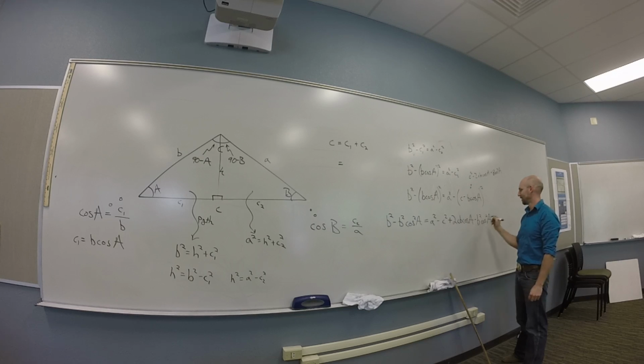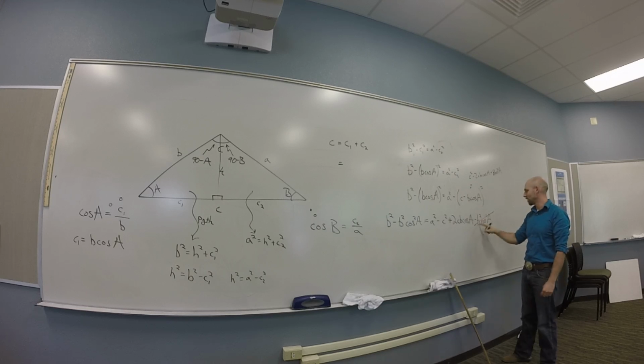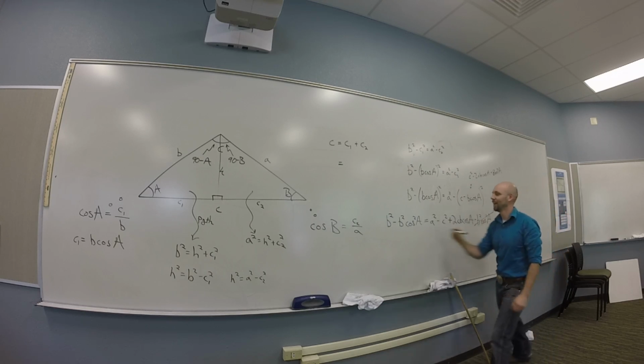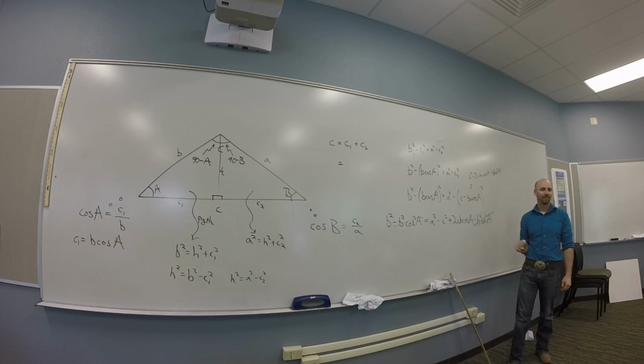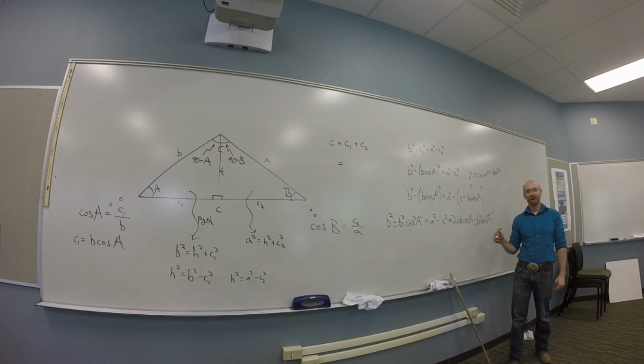Oh! You guys see what I'm saying? Because there's a B squared cosine squared A over here, and there's a B squared cosine squared A over there, and they have the same sign, so I can cross them. That's me adding B squared cosine squared A to both sides. And I'm psyched because the law of cosines doesn't have a cosine squared in it. So I was wondering how I was going to get rid of that. There it is. You guys see that?